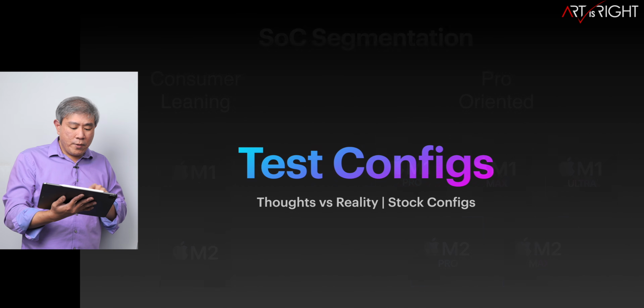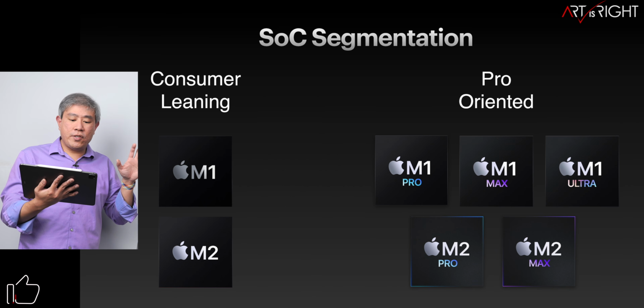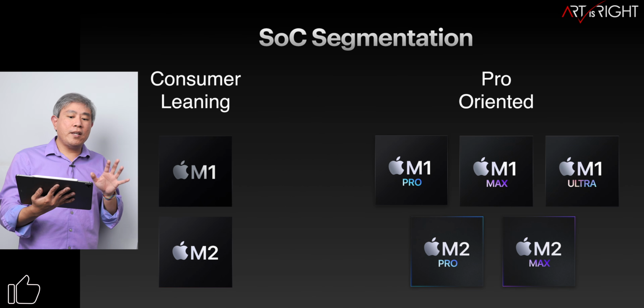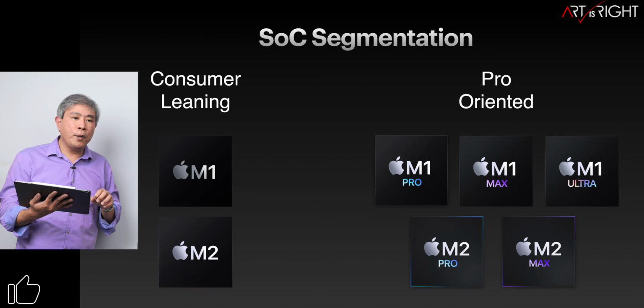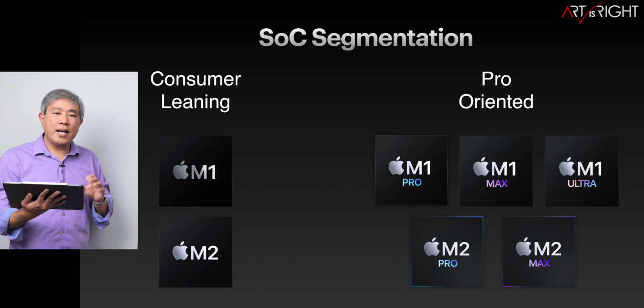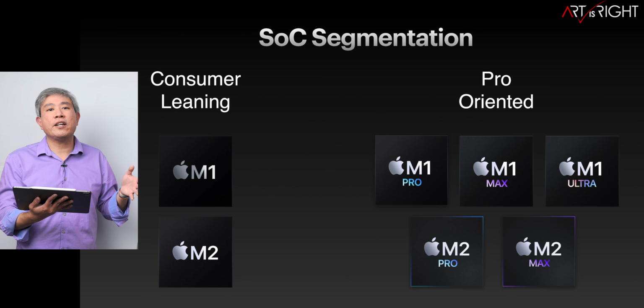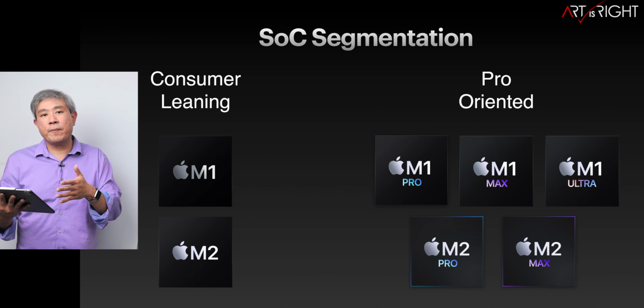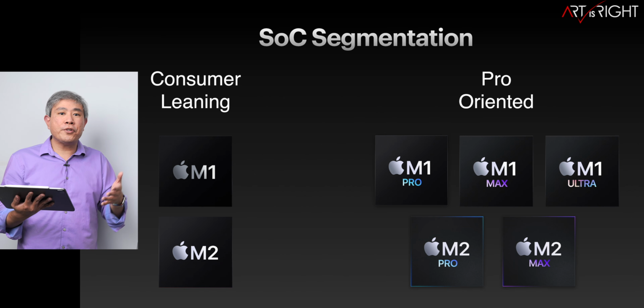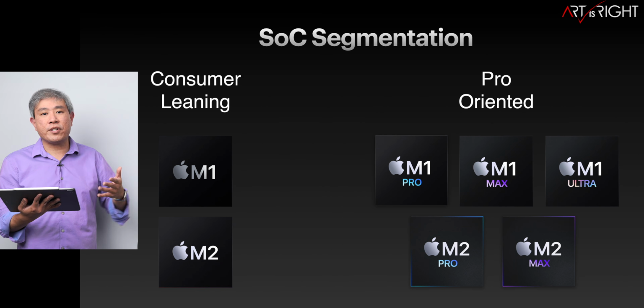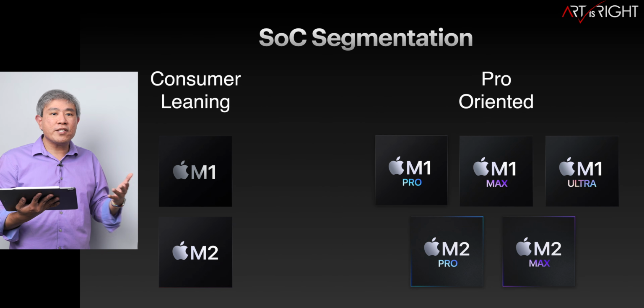All right, the next thing I want to talk about is the SoC segmentation, or just the chip in general. And this is something that we have to realize: Apple creates two lines of chips, one that is more consumer-leaning, the other that is more pro-oriented. The pro-oriented chip is going to be able to do more, link to more displays. You're going to be able to push it harder. It's going to have more GPU in the system and so forth.